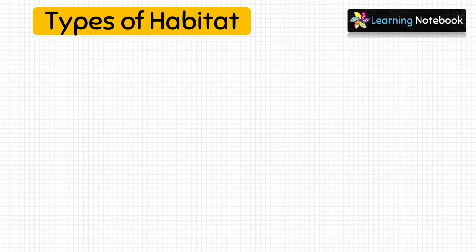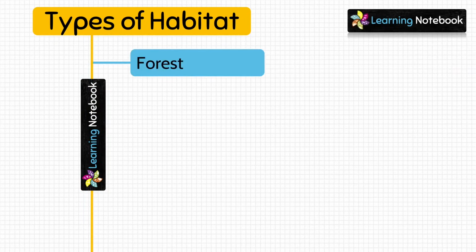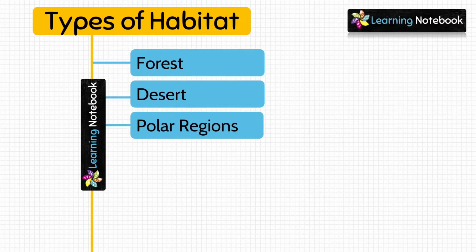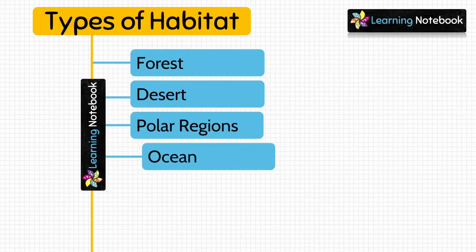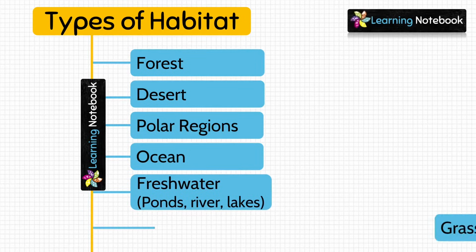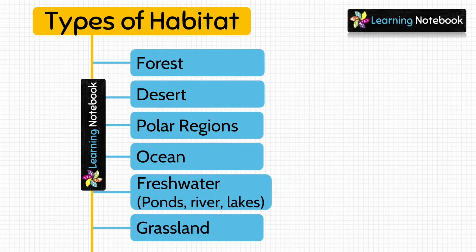There are different types of habitat on Earth. They are forest, desert, polar regions, ocean, freshwater, which includes ponds, rivers and lakes, and then grassland. Let's understand them one by one.